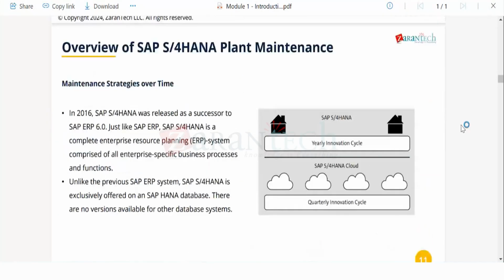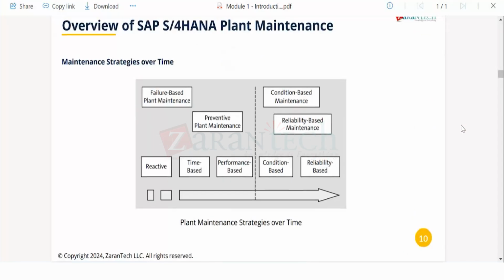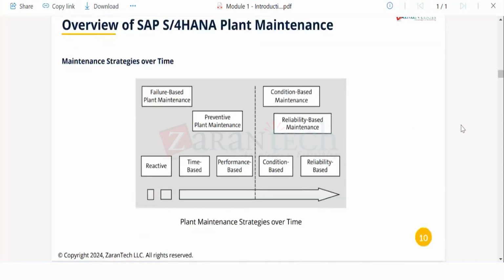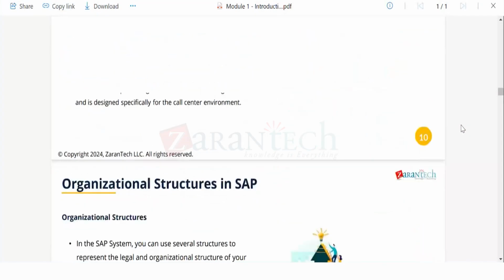Okay, we have some more points as well. Sorry. We'll come back to the organizational structure. We have some points left out for us. Let's go to the organizational structure only. We'll come back to this one.